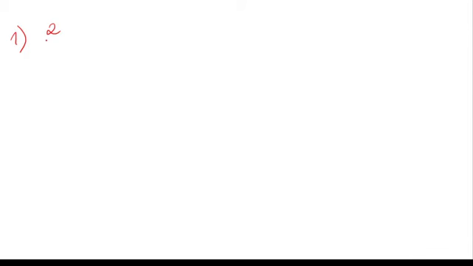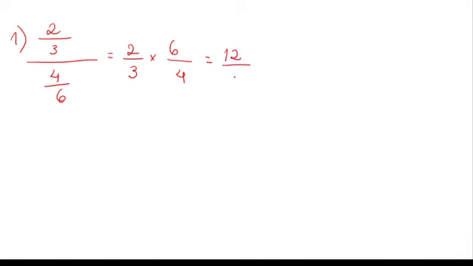And in the division, the idea is a little bit different. Let's say I have 2 over 3 divided by 4 over 6. So I repeat the first fraction and I multiply by the other fraction inverted. So here it will be 6 over 4. I can simplify directly, or I do the multiplication before. 2 times 6, 12. 3 times 4, 12. It will be 1.